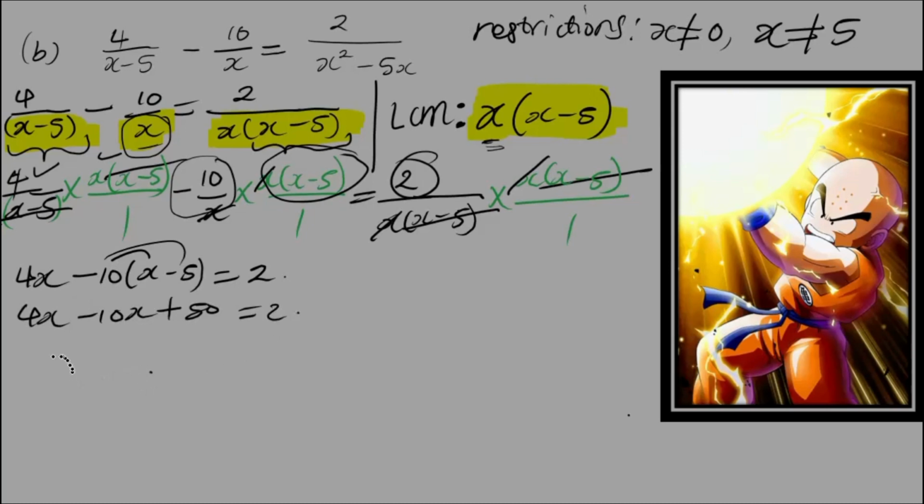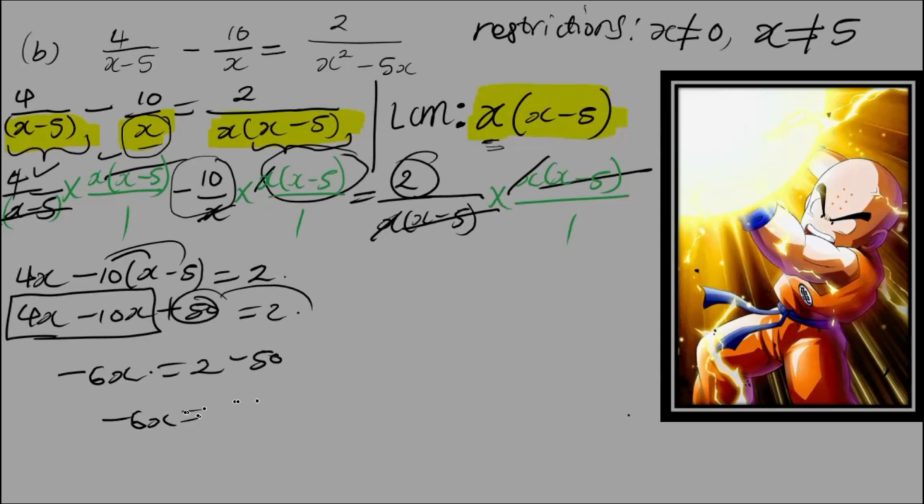How do we move on? These two things are like terms. I add them together, I get what? Negative 6x equals 2. Transpose 50 to the other side, that's minus 50. Then I have negative 6x equals negative 48. Make sense? I divide this part by negative 6 and this part by negative 6. Therefore, my x is equal to positive 8.